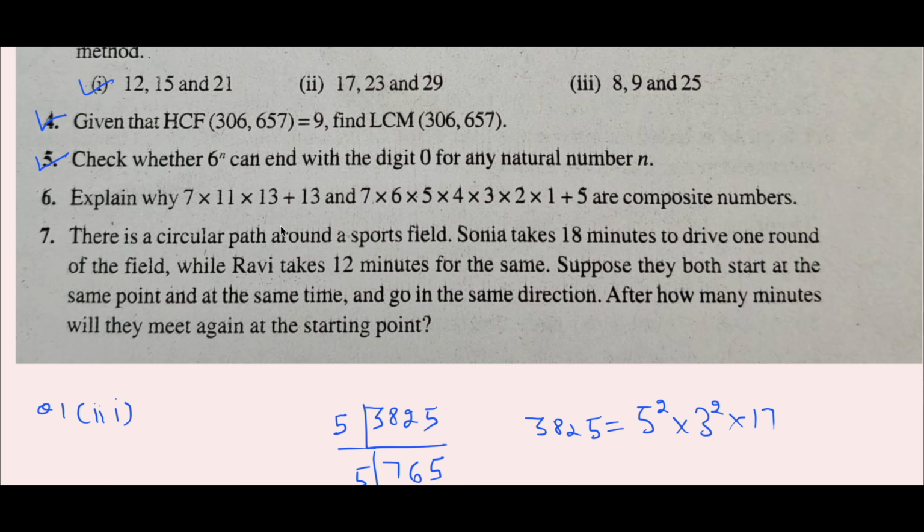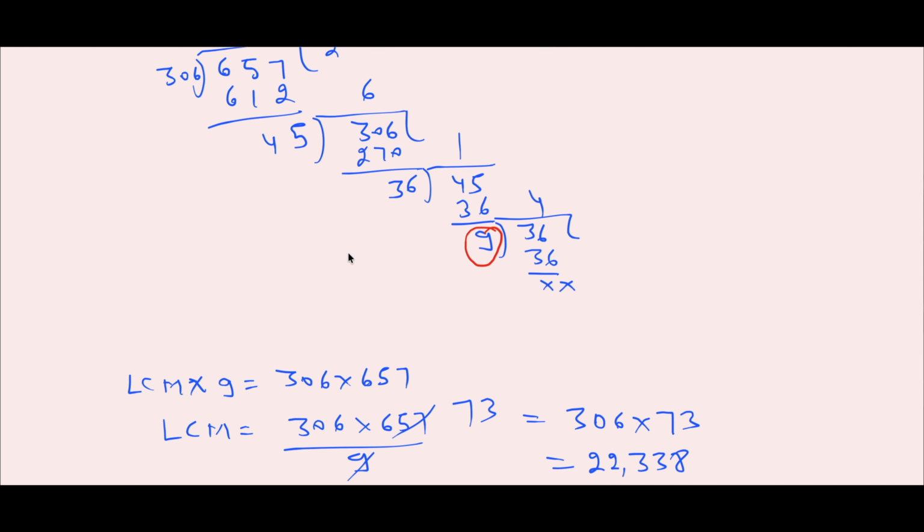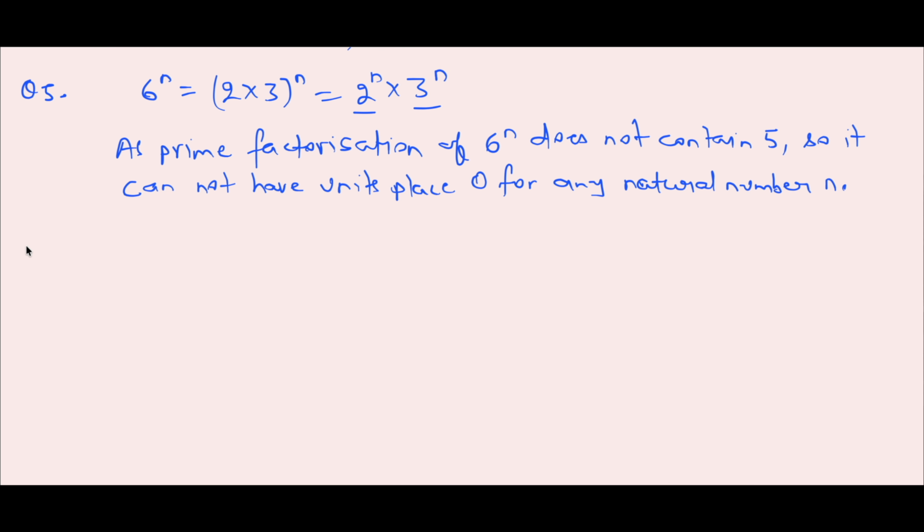So to show that these numbers are composite, if I can find a factor of this number other than 1 and the number itself, we can surely say that it is a composite number. So we will apply the same concept and try to find a factor of each number other than 1 and the number itself. So let us try to solve it. Question number 6.